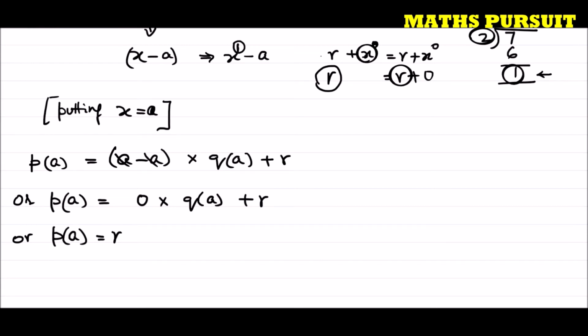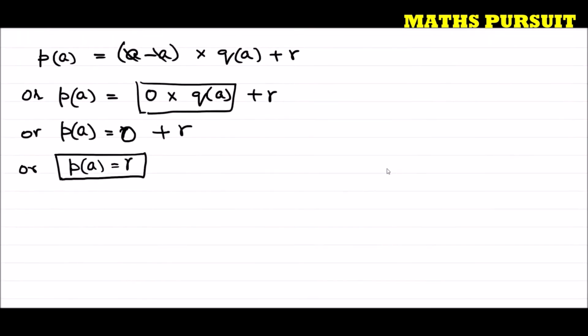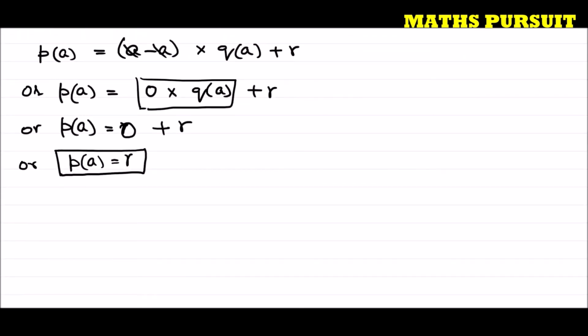How? Because 0 into anything is 0. So we are left with 0 plus r, or simply I can write p(a) is equal to r. Hope, guys, you could understand this. So what we got? We got p(a) is equal to the remainder. That means it is seen that the remainder is p(a) when p(x) is divided by x minus a. How p(a)? Because we proved that p(a) is nothing but the remainder. So here we easily proved it.